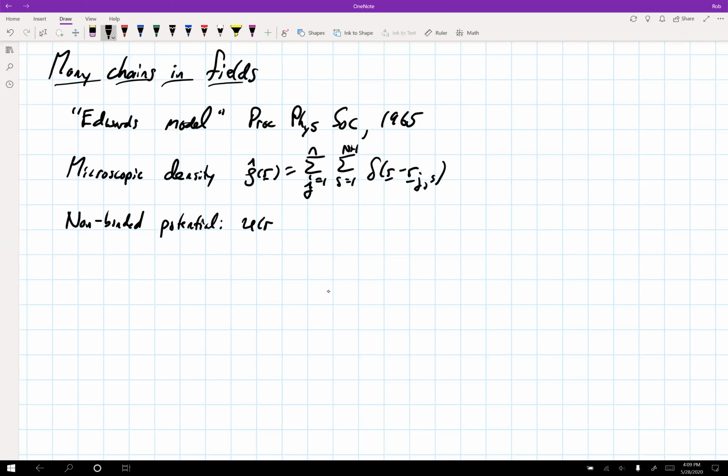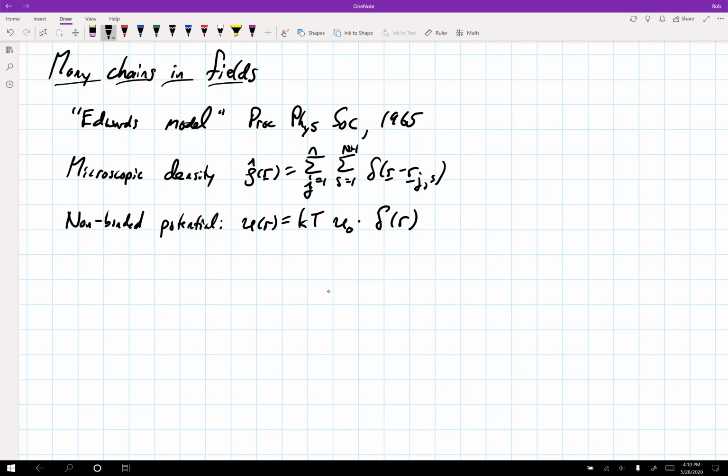So this is u of r, this is kT. There's a constant u0, and then just times delta of r. Right, so two monomers don't like each other if they're sitting on top of each other, and otherwise they don't feel each other at all unless they're bonded together or something. And so it's again the simplest possible model that we could think of for this.